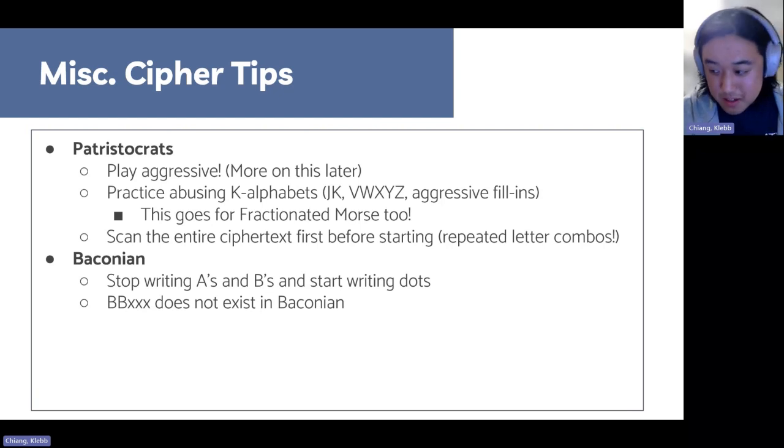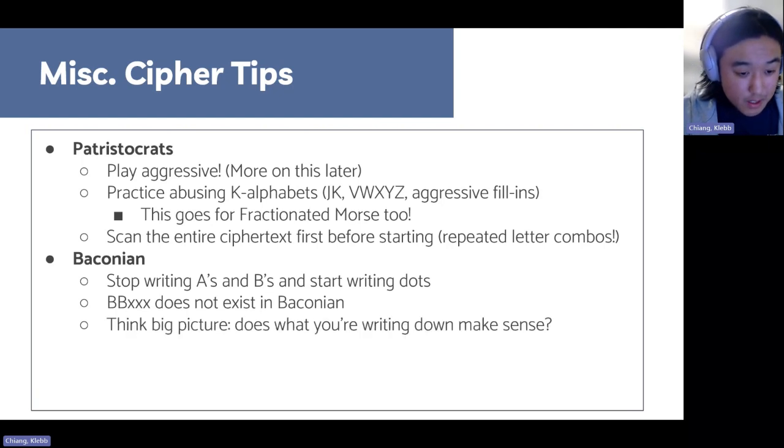Remember that BB doesn't start any letter in Baconian. So if you have a B in one of the first two positions, the other one has to be an A. That'll help you. That actually is the key deduction for a lot of Baconian problems. Okay, and just like before, think big picture. Is what I'm writing down making sense? Does flipping one of the bits, right?